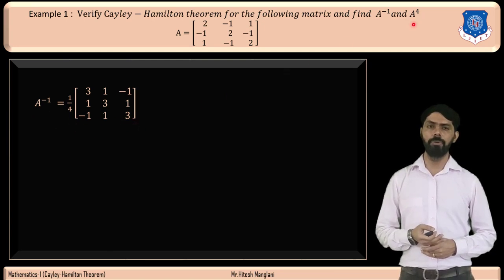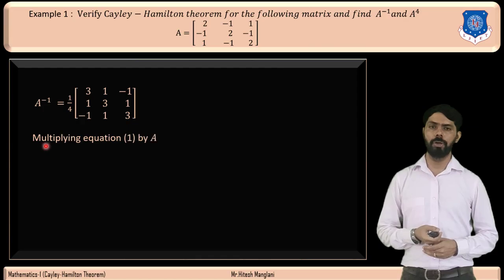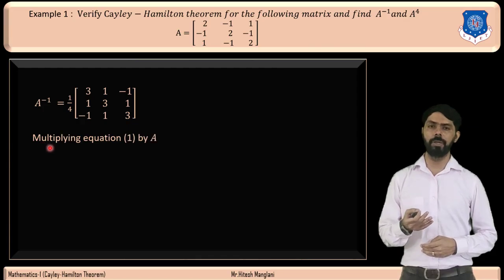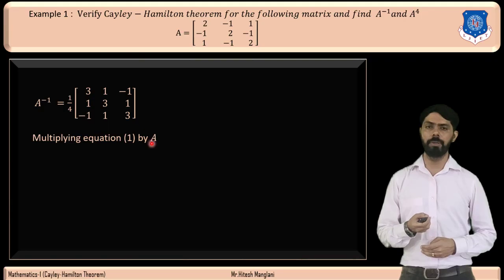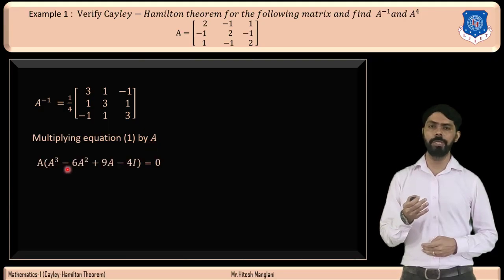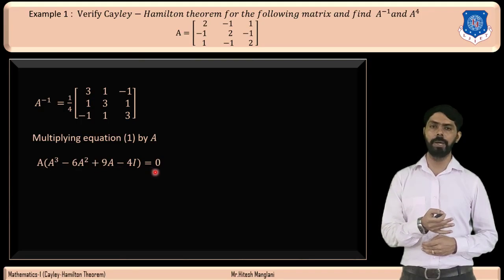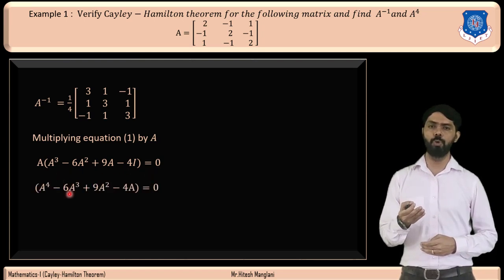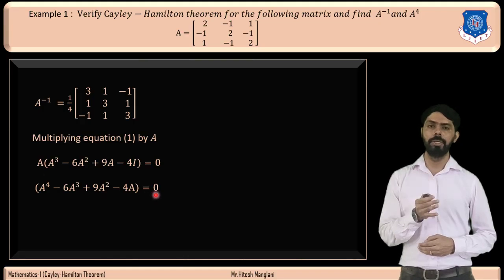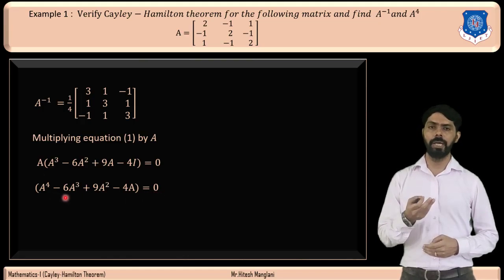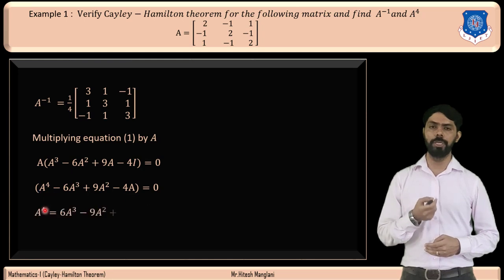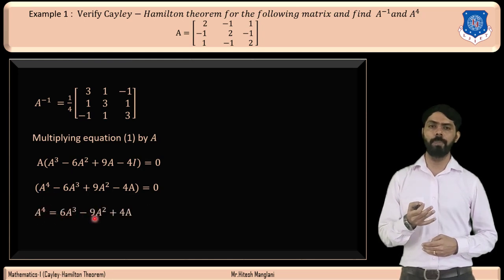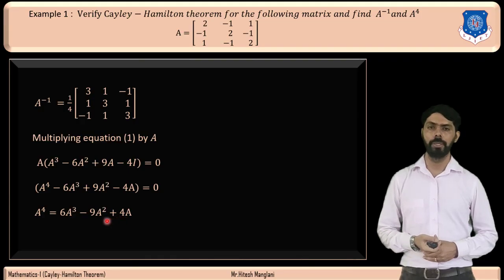Now we will have to find out A raised to 4. So for that we will multiply equation 1 by A. So multiplying equation 1 by A, it will be A into A cube minus 6A square plus 9A minus 4I is equal to 0. If we simplify this, then it will be A raised to 4 minus 6A cube plus 9A square minus 4A, because I dot A will be A, is equal to 0. Now here, as we have to find out A raised to 4, A raised to 4 will be 6A cube minus 9A square plus 4A.